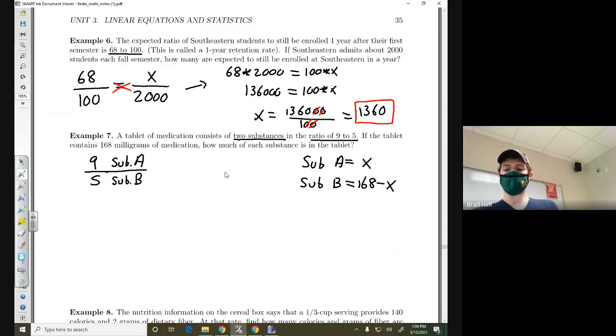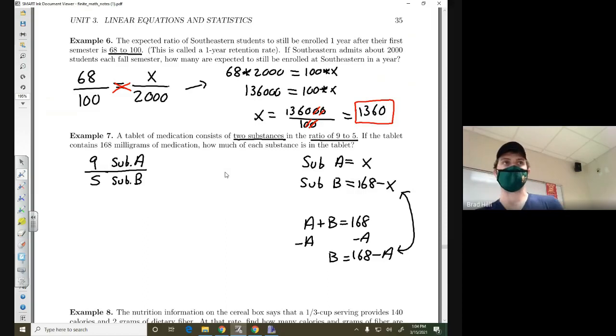Because if substance A and substance B have to add together to give us 168, well, basically what we did is we got A by itself. And how do you get A by itself? Subtract B on both sides. Or actually, we're getting B by itself, in other words, if we want to be technical. A plus B was 168. We're subtracting A on both sides. And so that's pretty much where this is coming from.